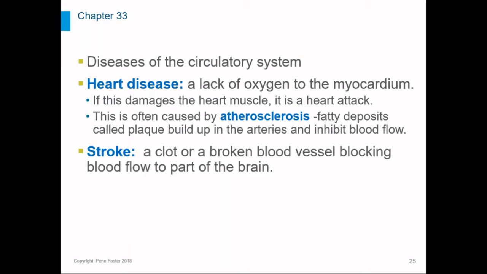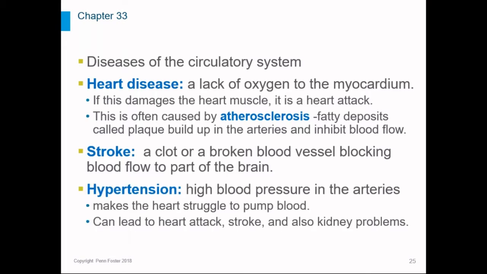Stroke is when a clot or a broken blood vessel blocks the blood flow to part of the brain. And hypertension is the word for high blood pressure. This means there's more pressure in the arteries, making the heart struggle to pump blood, and this could lead to heart attack, stroke, and kidney problems.